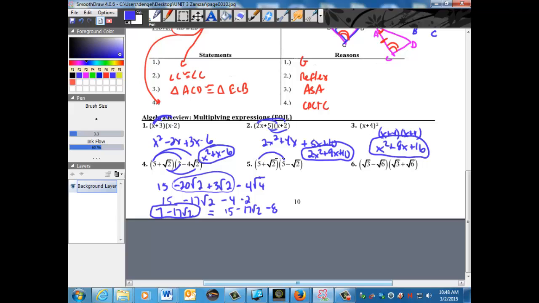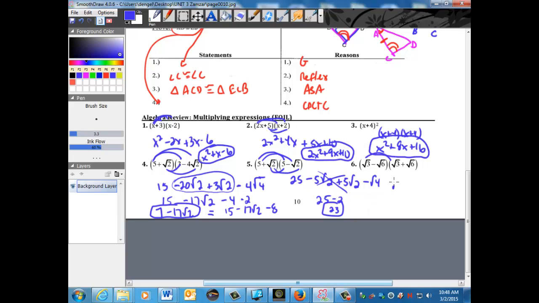Problem 5. 5 times 5 is 25. 5 times negative rad 2, negative 5 rad 2. Rad 2 times 5, positive 5 rad 2. Rad 2 times negative rad 2, negative rad 4. Now this is called a difference of squares. And so when that happens, the middle term is always going to cancel each other out. So when we add these up, this is just going to be 0, so it's gone. Rad 4 is 2, and that gives me 23.